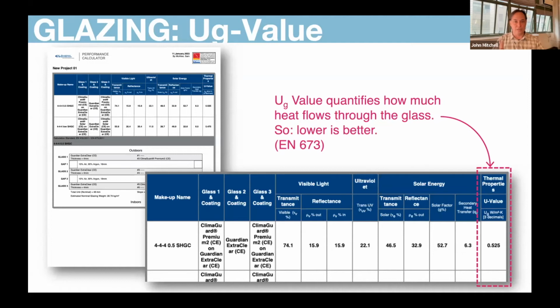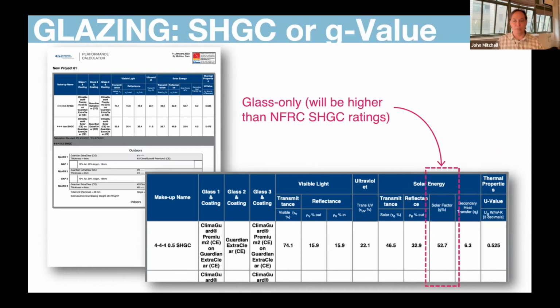The U value here is listed in metric units, 0.525. If this was in IP, it would be something like 0.09 BTUs per hour square foot degree Fahrenheit. But anyway, we need this information. We need to get this from the manufacturers. We also need to get the solar heat gain coefficient numbers, or the G value, G factor. Those are all the same thing.